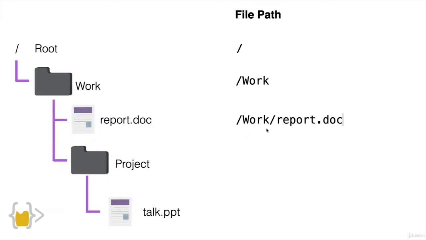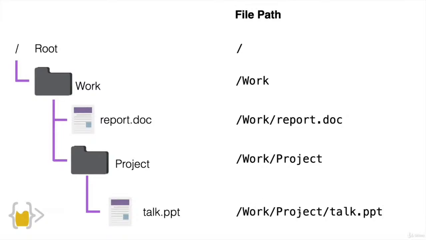Report will be /work/report.doc. Project will be /work/project. And finally, the talk will be /work/project/talk.powerpoint. So this path is kind of like the direction that we were talking about previously. It's a way for the computer to navigate to the file of interest, which in this case might be the talk.ppt. And we have to give it directions for which folder to go into and then which folder, and then you'll find the file with this name.